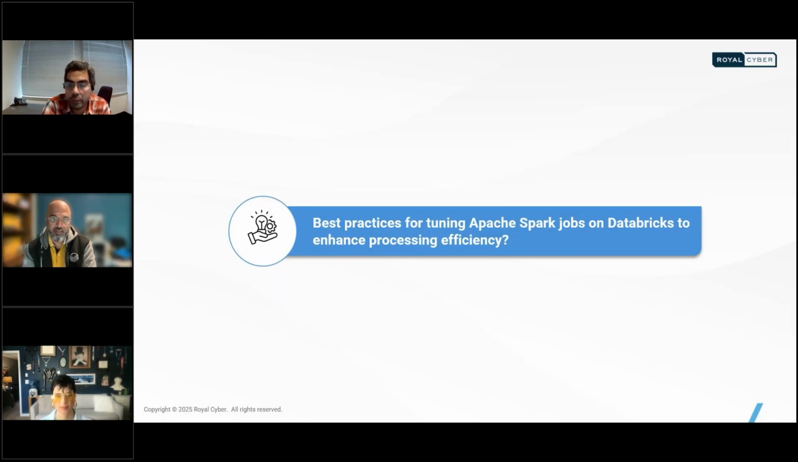So optimize your data layout, right? Use liquid clustering, use Z ordering with Delta from Databricks. Those things will make your queries go faster, right? Allison, please.